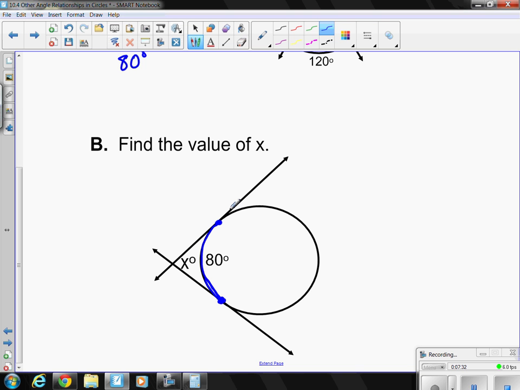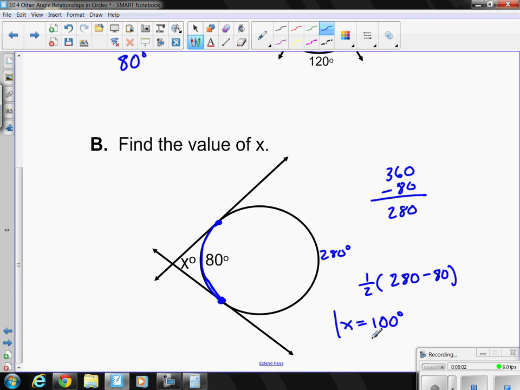Well, all the way around the circle is 360. So 360 minus 80 is 280. So this arc out here is 280 degrees. And this time we're going to take 1/2 the difference of the two arcs. So 280 minus 80, that's going to be 200. So half of 200, x is going to be 100 degrees.